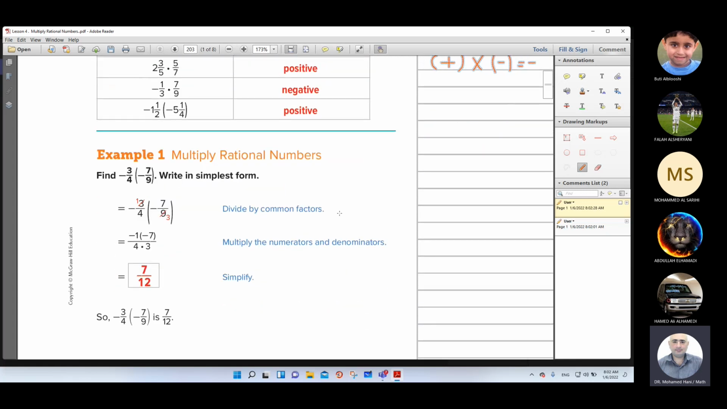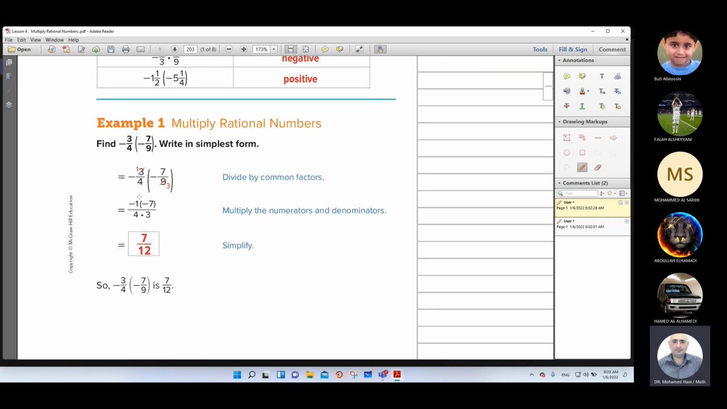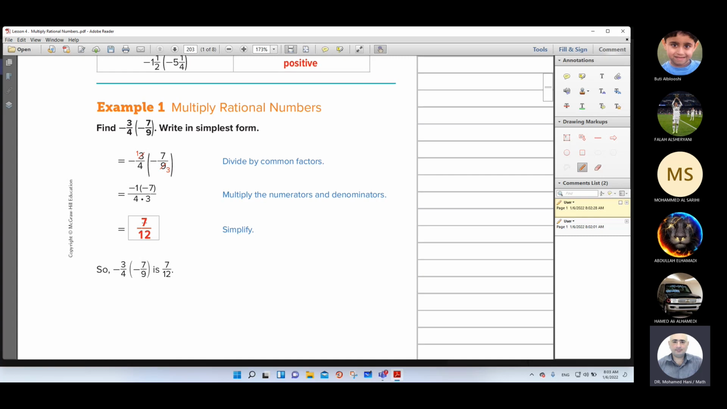In this example, find negative 3 over 4 multiplied by negative 7 over 9. Write in simplest form. We can simplify between 3 and 9. If you divide 3 by 3, you will get 1, and if you divide 9 by 3, you will get 3. So on top remains negative 1 times negative 7, and on the bottom 4 times 3. Negative times negative will be positive, 1 times 7 is 7, and 4 times 3 is 12. So the answer in simplest form is 7 over 12.